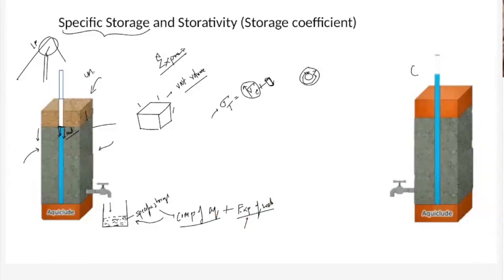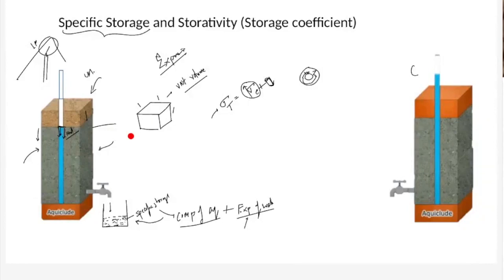Anything, Prakash. You basically change the head by removing water, right? Any way, if you are changing the pressure by pumping out more water, you just have to decrease the pressure. So now I will give you the definition of a specific storage. Tell me, did you understand it or not?